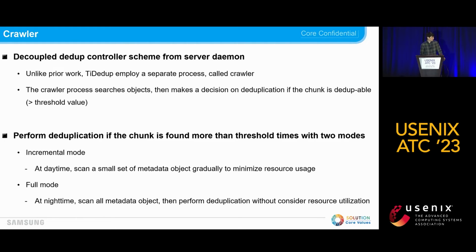To efficiently run the crawler with normal I/O, two modes, incremental and full, are also proposed. Incremental mode gradually makes progress to save computing resources, but on the other hand, full mode searches all dedupable chunks on the base tier within an iteration.